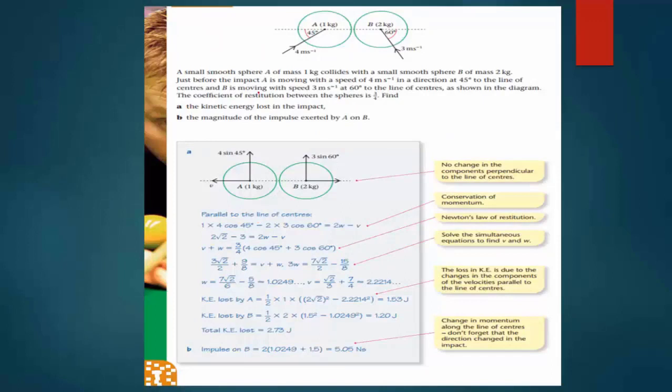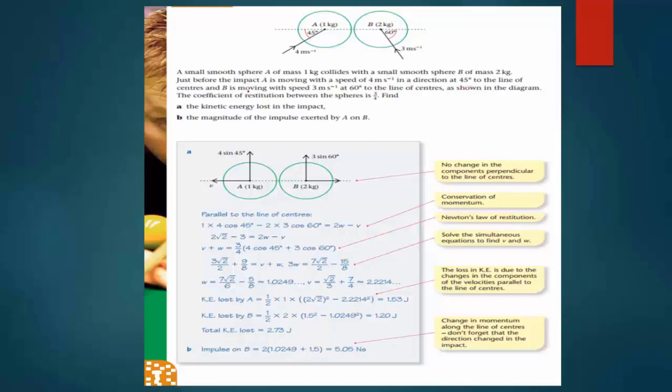A smooth sphere A of mass 1 kg collides with a smooth sphere B of mass 2 kg. Only the principle ni ile tu ambayo nimekuambia. Don't worry about all the rest, just do the right thing. That's the most important thing. Just before impact, A is moving with speed of 4 meters per second.